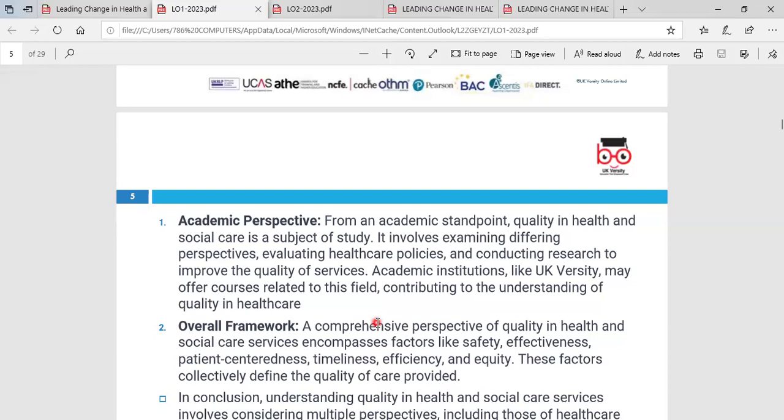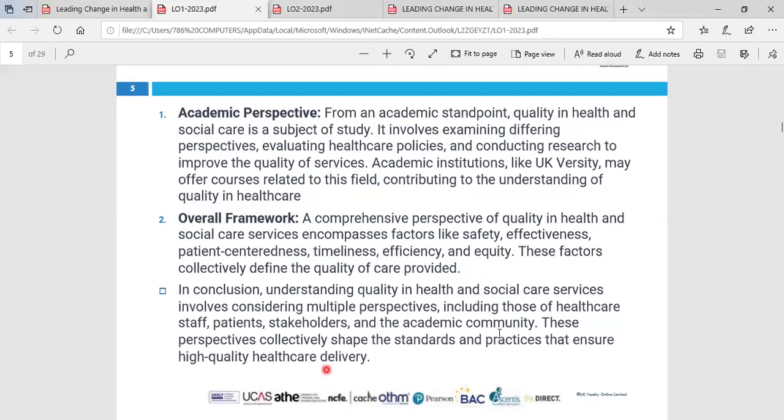Then the overall framework, obviously, is a comprehensive perspective of quality in health and social care services. It has all the components that we've talked about, and these factors collectively define the quality of care provided. If you have an understanding of quality in health and social care services, you know that there are multiple stakeholders, multiple perspectives. So, perspectives of good quality care: there's the service user's perspective. We've talked about this.